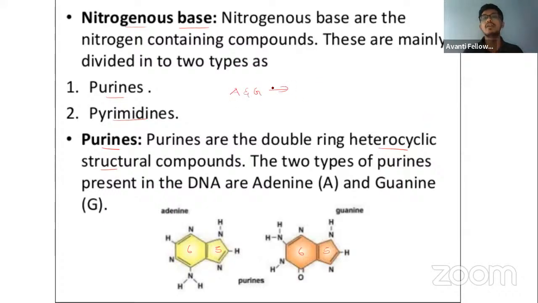Now, if I look at this structure, the 6 ringed structure, it is called the pyrimidine ring. Okay, it is called what? Pyrimidine.